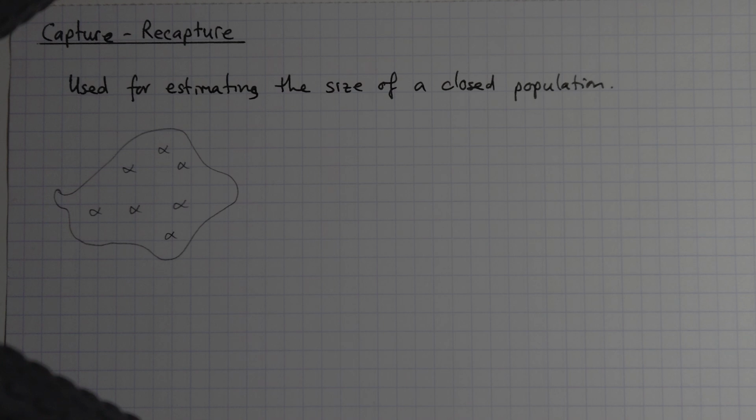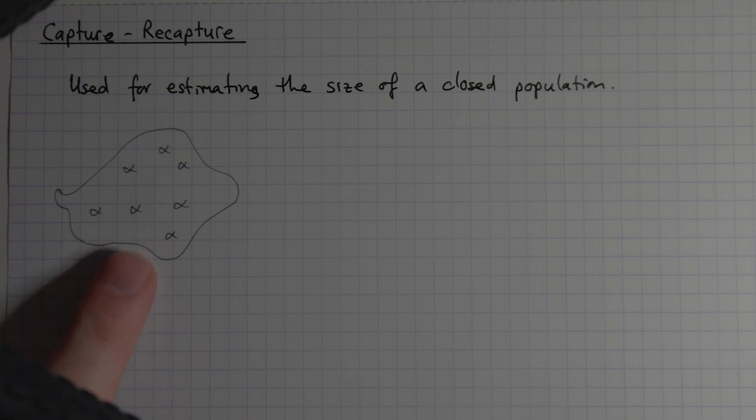So this is the capture-recapture method. I want you to imagine that we've got a large lake and there are some fish that live in this lake, but I don't know how many fish live in the lake. So it's not just 7. I've just tried to represent there are some fish in the lake. Now what I would like to know is how many fish live in the lake.